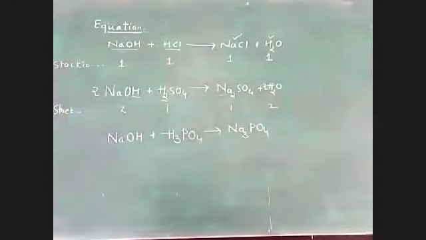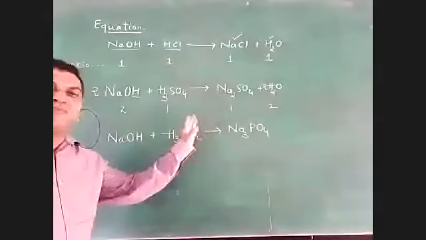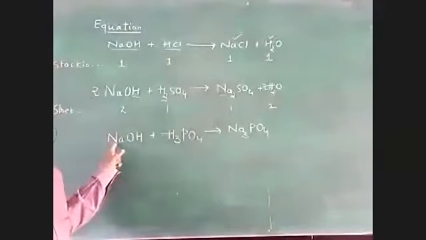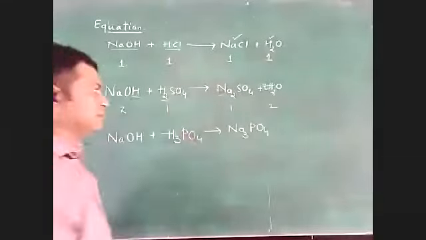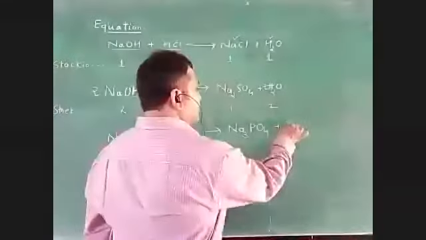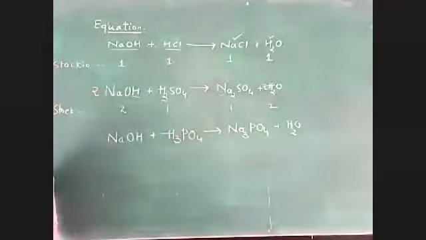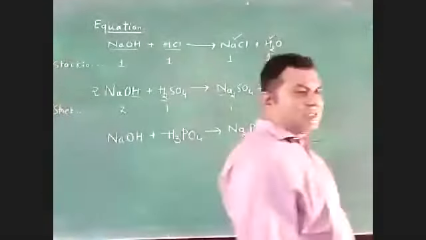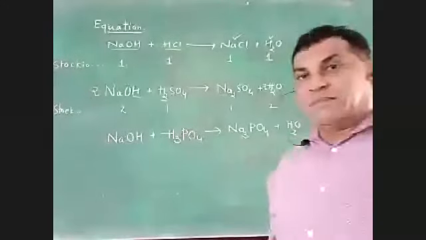Okay, why Na3PO4? Here hydrogen is three times, which means PO4 is minus 3, and this minus 3 is going to attach with the Na3. Now this will be the H2O only. Now everyone will say that this is not a balanced equation, and as it is not balanced, we have to balance it.